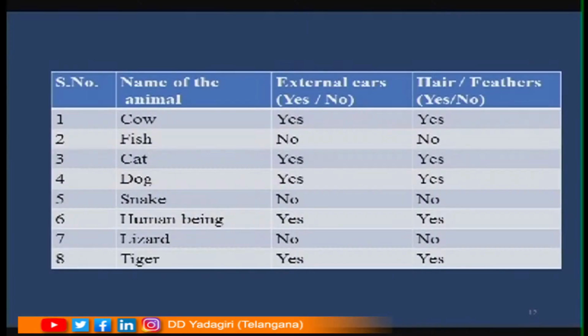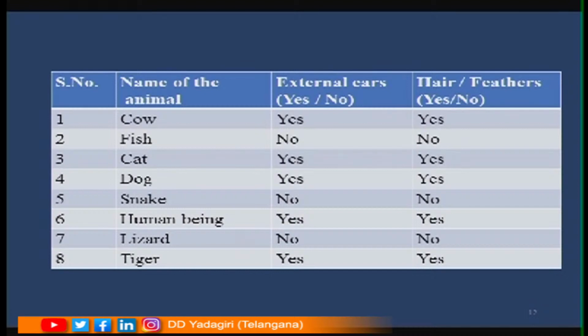Apart from external ears, epidermal hairs are also present. So, let us see which animals have these epidermal hairs. See this tabular form, children. Now, cow is an animal which has external ears as well as epidermal hair. Fish don't have external ears and no hair. Cat has both ears and hair. Dog also has ears and hair. Snake does not have ears and doesn't have hair.